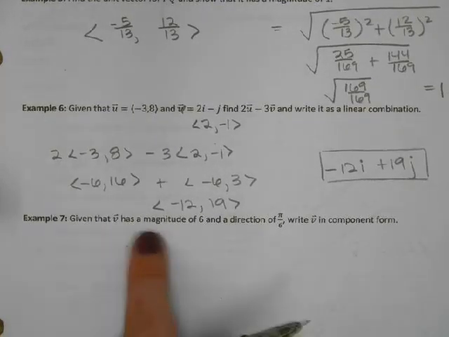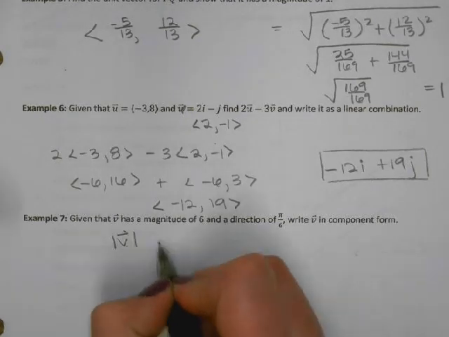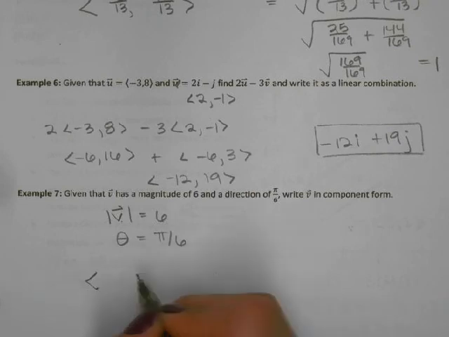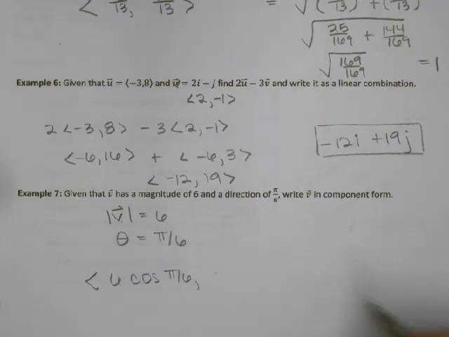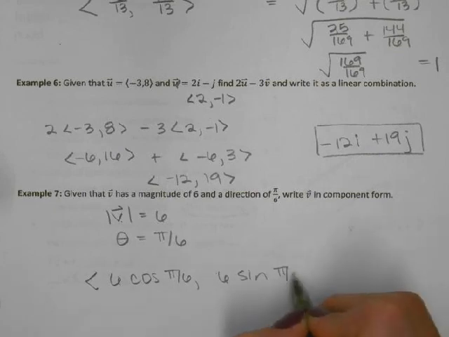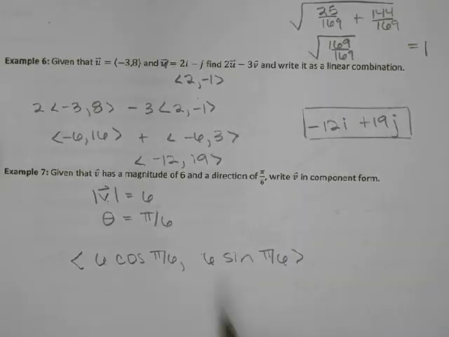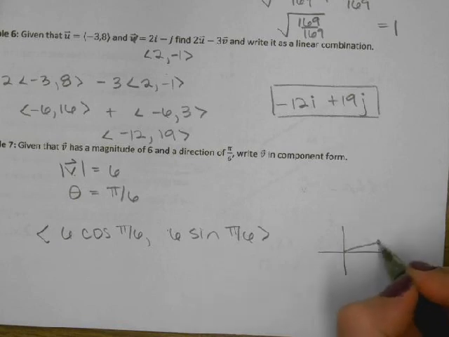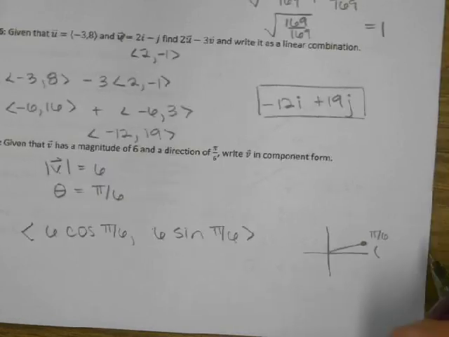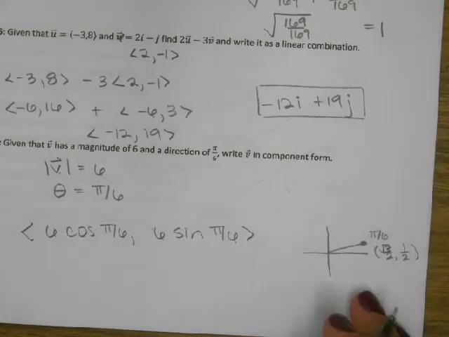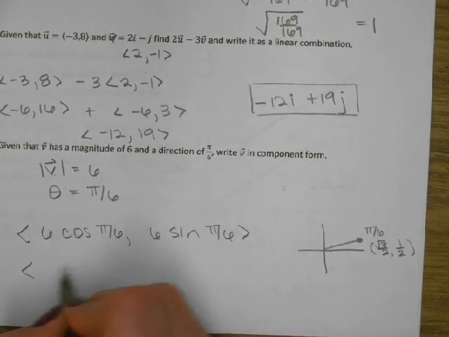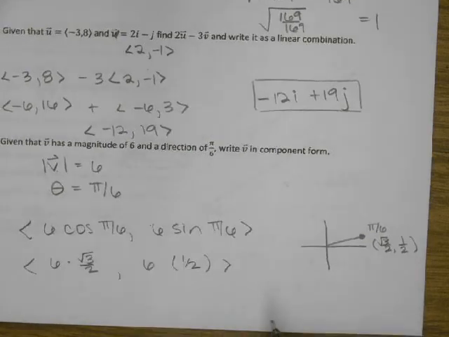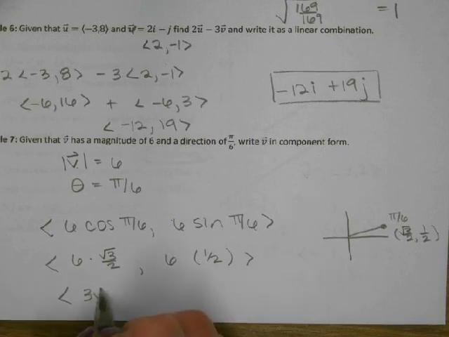All right, last it says given that v has a magnitude of 6 and a direction of pi/6, write v in the component form. So the component form was magnitude times cos of the angle or the direction, and then magnitude times sine of the direction. And since these are values, if you can simplify them, you should. Those are angles that are on the unit circle. So on the unit circle, pi/6 shows up right there. And that's a point of root 3 over 2, 1/2. So if I say that cos of pi/6 is root 3 over 2, then that's 6 times root 3 over 2. Sine was 1/2, so that's 6 times 1/2. And so the vector is 3 square root 3 and 3.